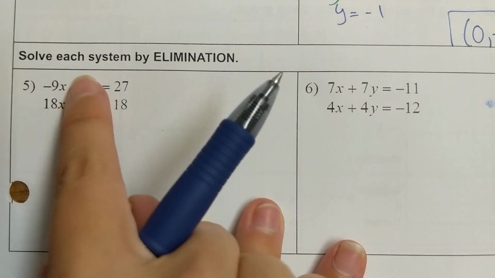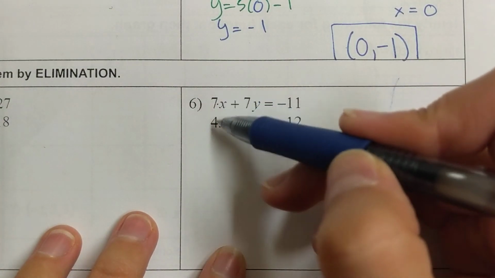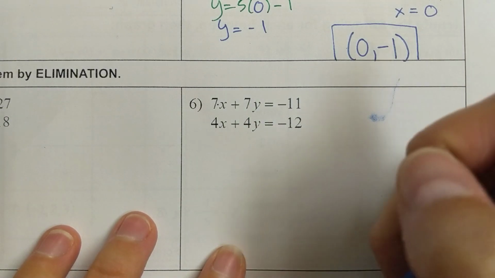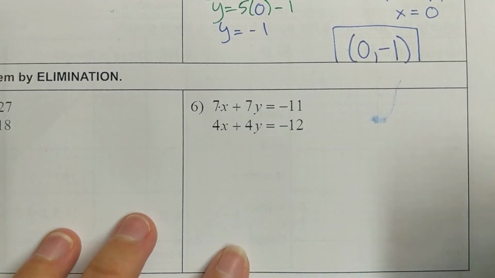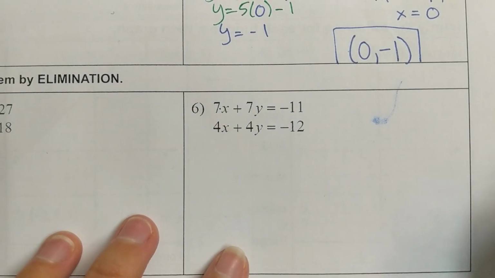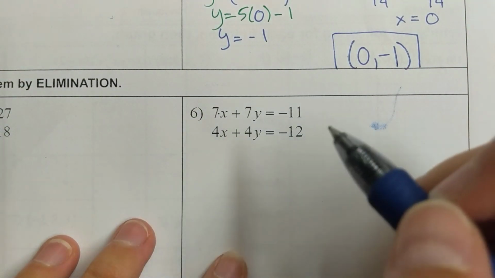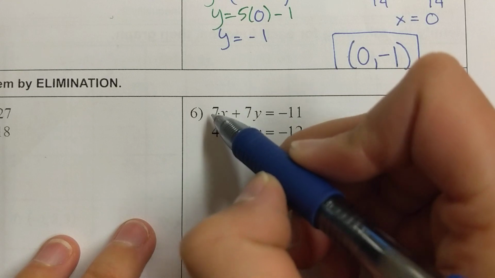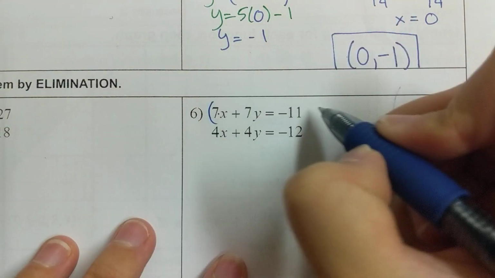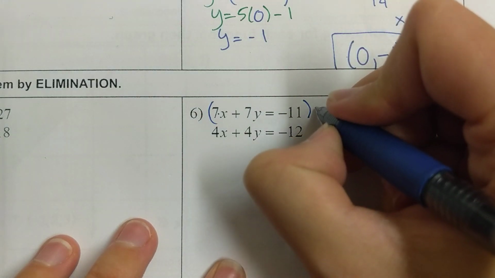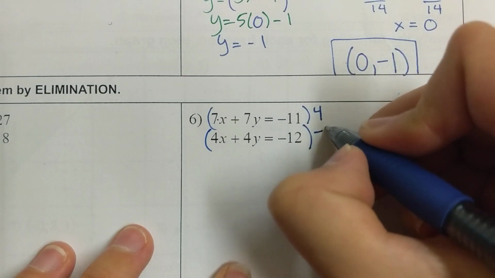Number 6, solve each system by elimination. All right, I have a 7 here, a 4 here, a 7 here, a 4 here. Okay, looks like this might be a special case of some type, but we won't know until we multiply it out. Well, some of us can probably see it, but let's multiply it out just to check. So I want the opposites and the same number in each equation, so I'm going to times this one by 4, and I'm going to times this one by negative 7.